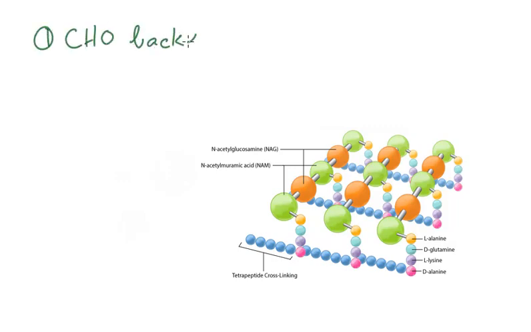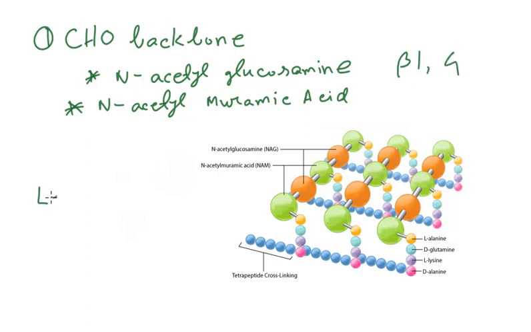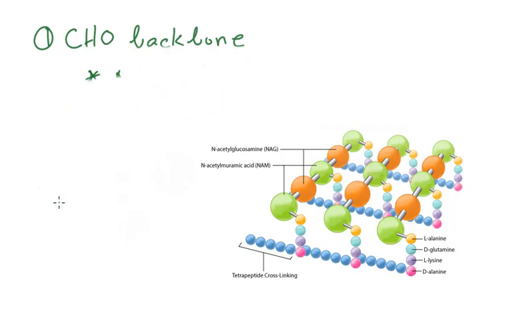As we can see in the picture, it is formed by a carbohydrate backbone composed of alternating N-acetyl glucosamine and N-acetyl muramic acid. Both of them are linked through beta 1,4 linkage. This beta 1,4 linkage is the target of the enzyme lysozyme, which is found in lots of secretions of the human body, like tear, saliva, gastric secretion, etc.